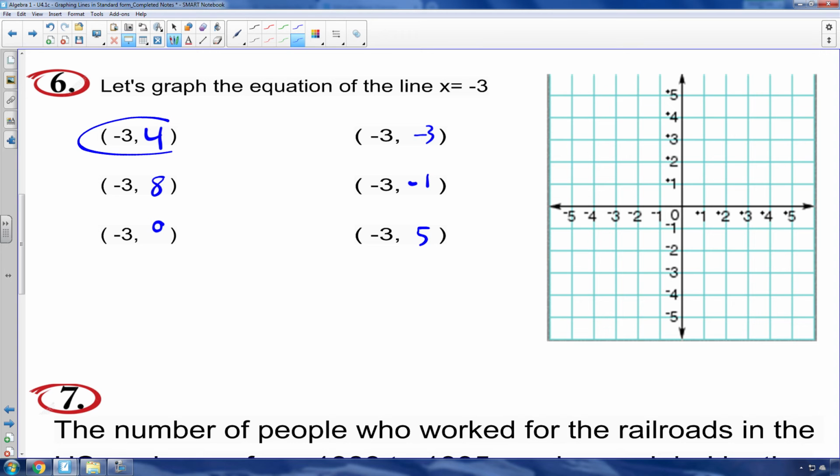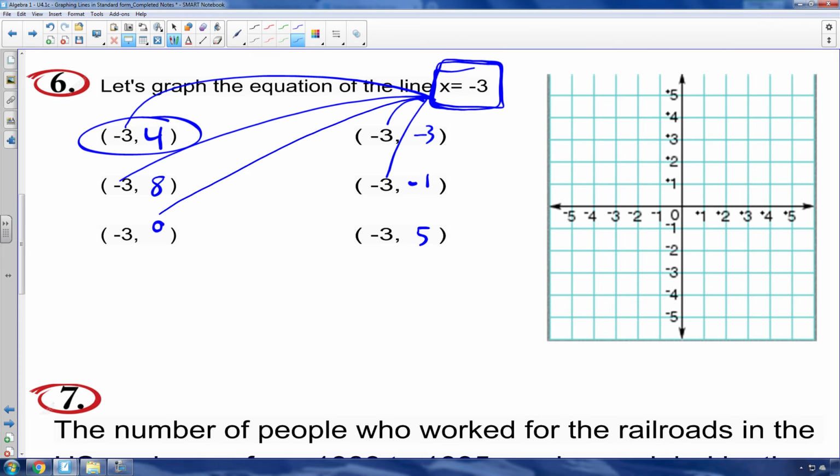So I'm going to plot -3 comma 4 because all of these have an x value of -3. Would you agree? I mean, it has x is -3 here, x is -3 here, x is -3 there, x is -3 there, x is -3 there, x is -3 there, right? It's like a firework. Beautiful. They all have a value of -3. If that helps, go ahead and draw those in.